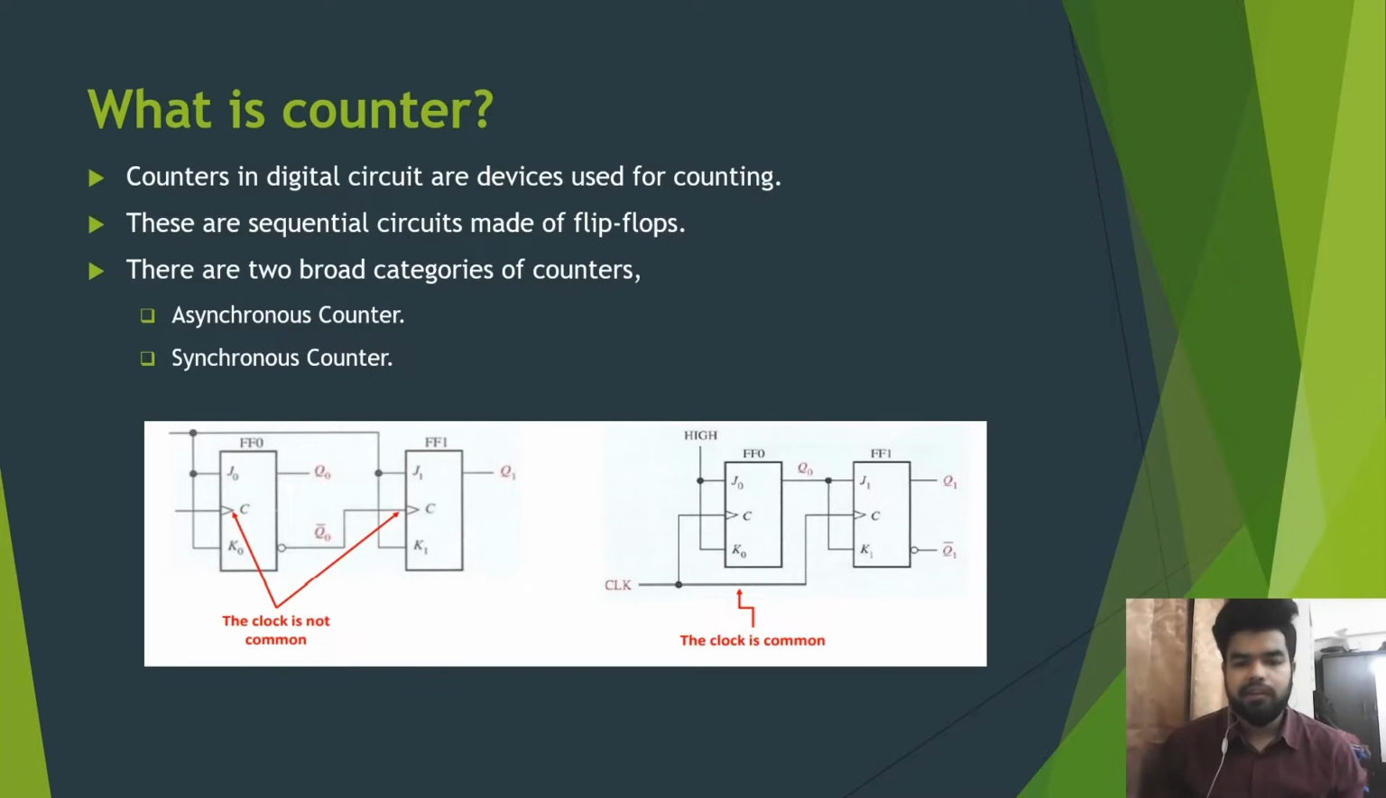So, what is a counter? Counters are one of the most useful parts of a digital system. A counter is a sequential circuit that holds the ability to count the number of clock pulses provided at its input. Counters in digital circuits are devices used for counting. These are sequential circuits made of flip-flops. There are two broad categories of counters: asynchronous counter and synchronous counter.